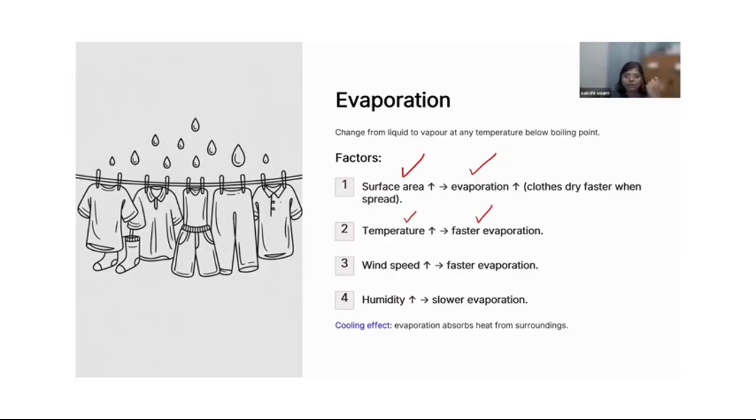Now, what is humidity? Humidity is water vapor in the air. If there is already a lot of water vapor in the air, the water vapor from the clothes will not come out, because there is already water vapor outside. So if the humidity is more, in those places the evaporation will be slower, right? Also, evaporation causes a cooling effect because it absorbs heat from the surroundings. I hope you got it.